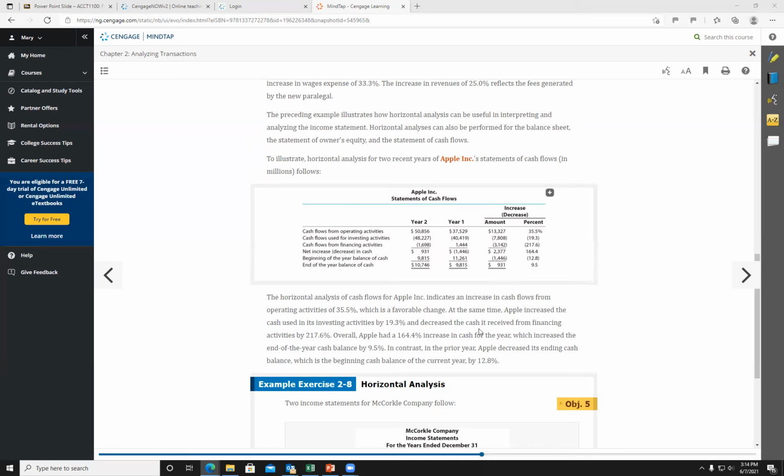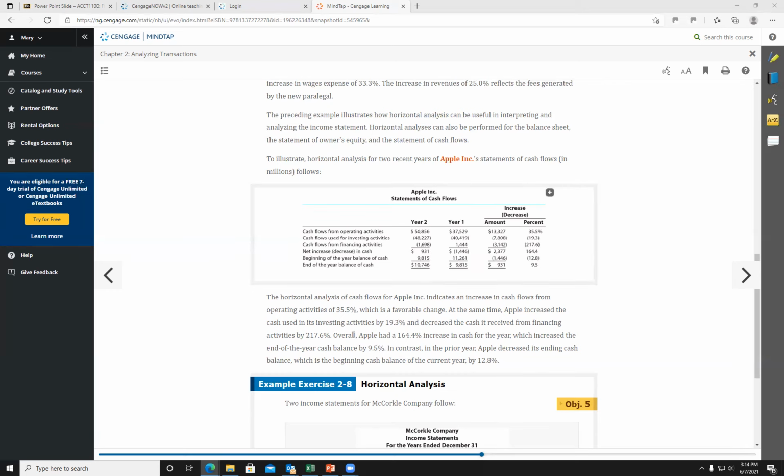See here, it decreased the cash it received from financing activities. In year one, you're probably going to have a lot of cash inflow from financing activities, because those are your starting funds. We're going to see a decrease, not as much money coming in from financing activities after year one, because that was your startup money. So you're going to actually see more outflow, because you're probably paying back the investors, paying back the money that you borrowed.